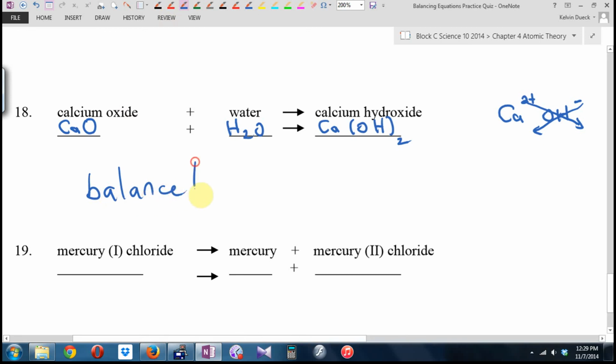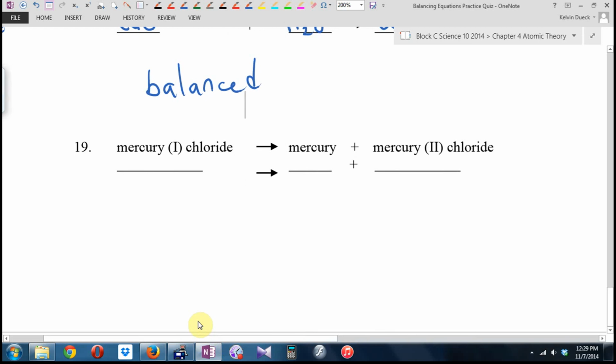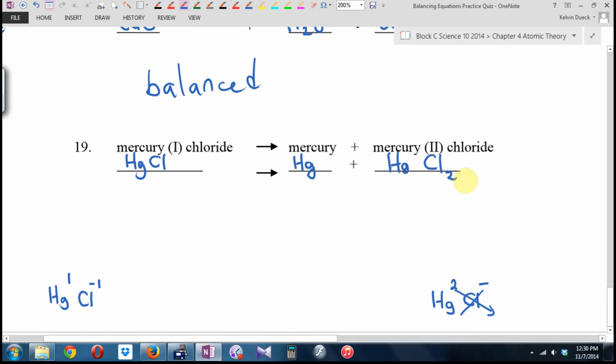How about number 19. Mercury 1 chloride. So that's going to be Hg1, Cl is negative 1. That's just going to be HgCl. Yields mercury plus mercury 2 chloride. Okay, HgCl, and they want me to use 2. When I crisscross, I'll get Hg1, I'm not going to write the 1, Cl2.